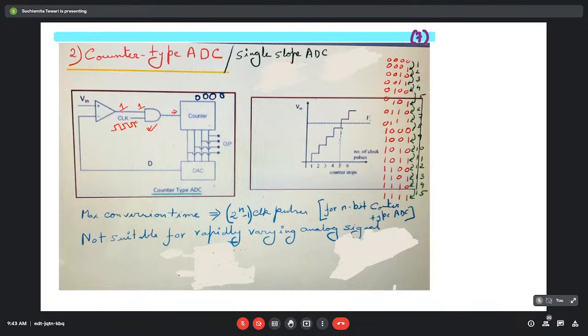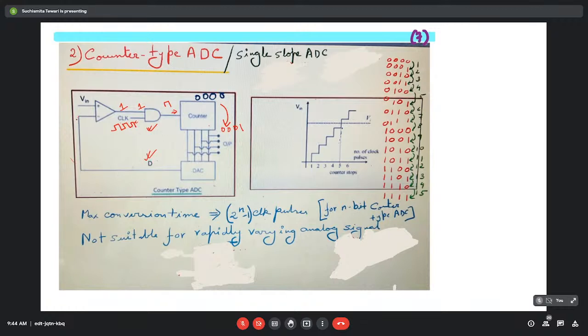So here the output is 1. At the output of this AND gate, we are getting the clock signal. So the counter is getting the clock signal. When the counter gets the next clock pulse, it will increase its count from 0000 to 0001. And this 0001 is now getting converted to its equivalent analog output.